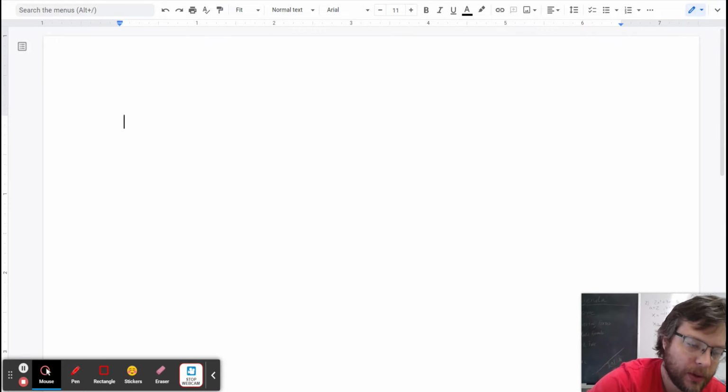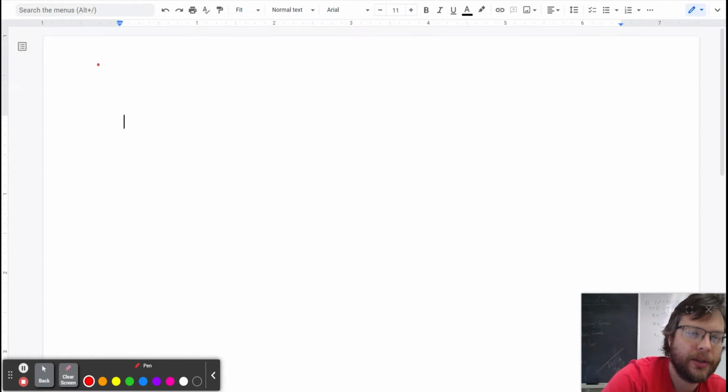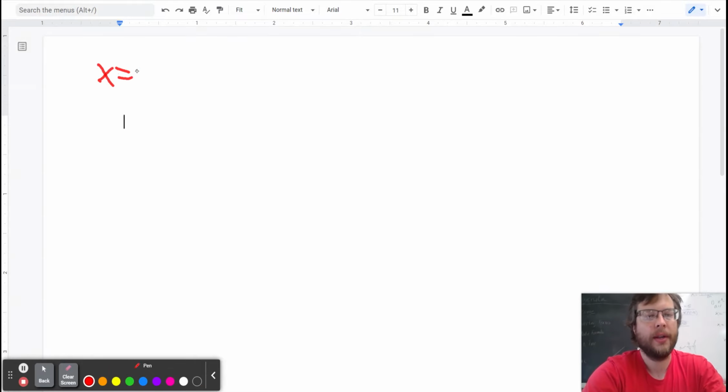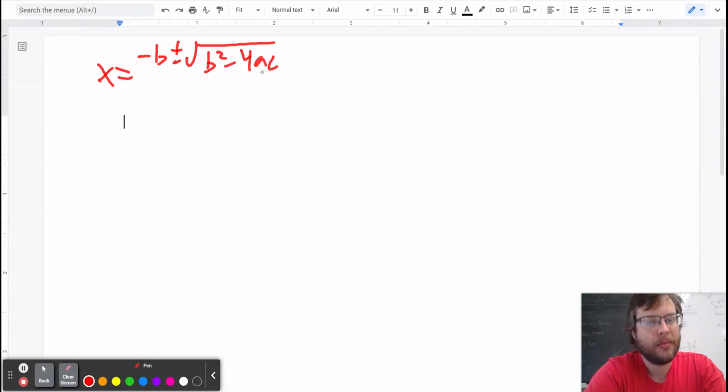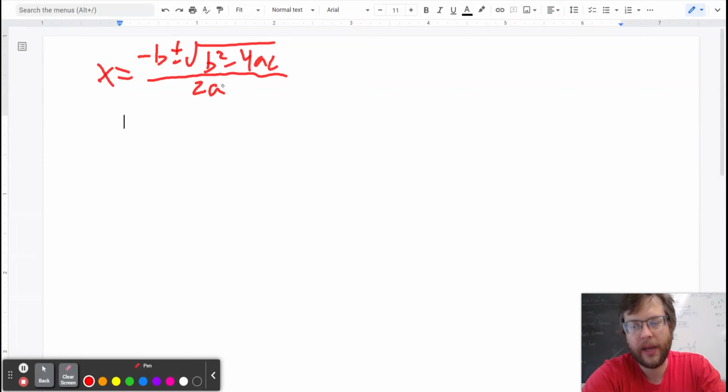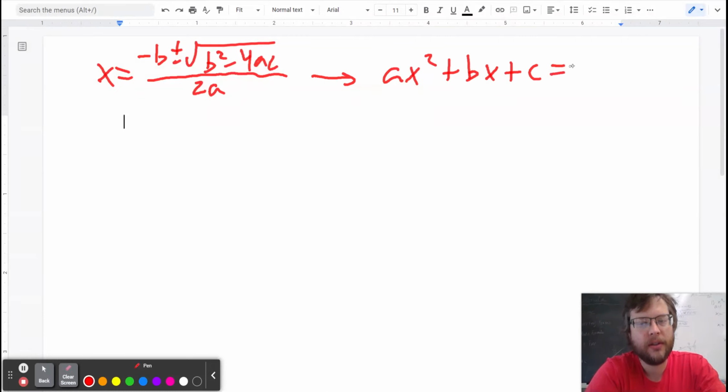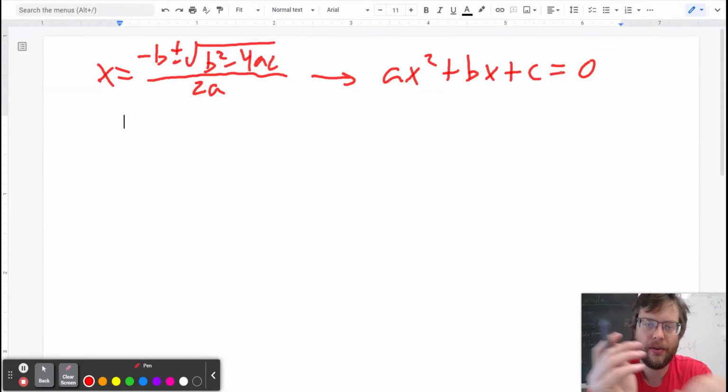So here's the quadratic formula just written out. x equals negative b plus or minus a big square root of b squared minus 4ac, all over 2a. And what the quadratic formula claims is that it tells you the solutions to this equation when your equation's in standard form.